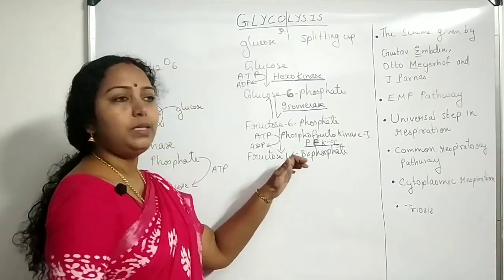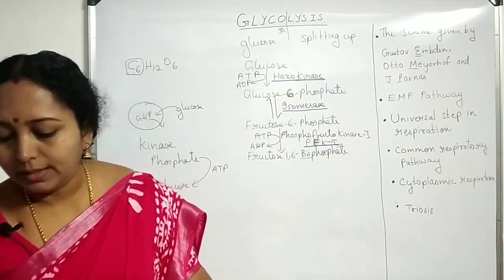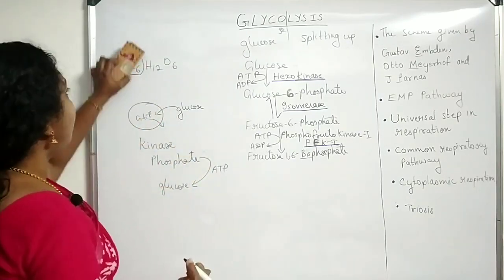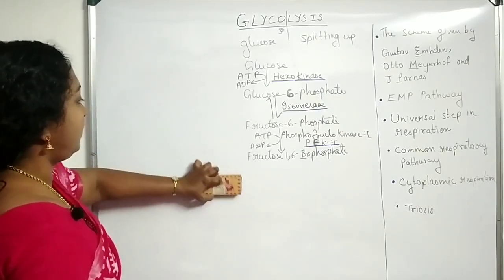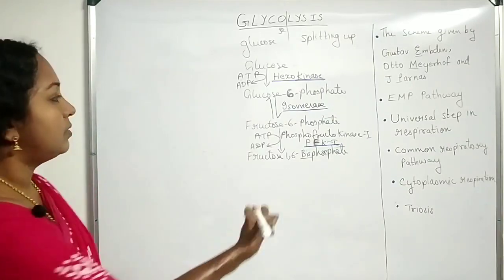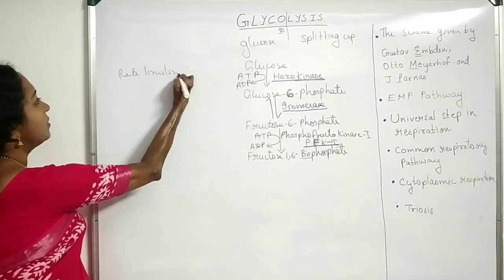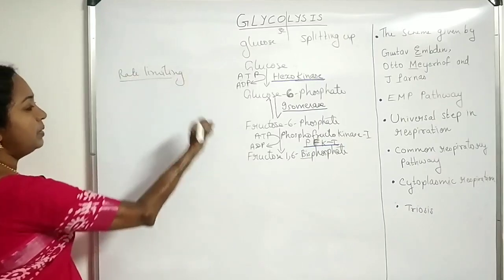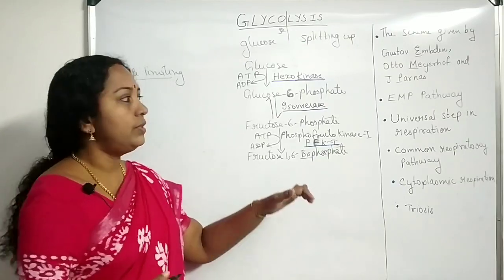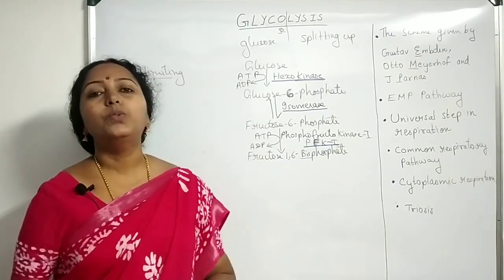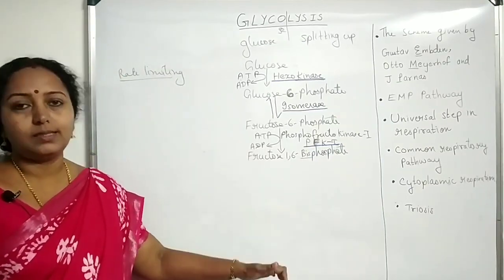Now this step is a very important step. This is called the rate limiting step. My dear students, you should know the meaning of a rate limiting step in any kind of reaction. This step is also a committed step in glycolysis. Why is this called the rate limiting step? Because this step is the slowest step in glycolysis. So this actually tells the rate at which the reaction will move forward. And it is also called the committed step.